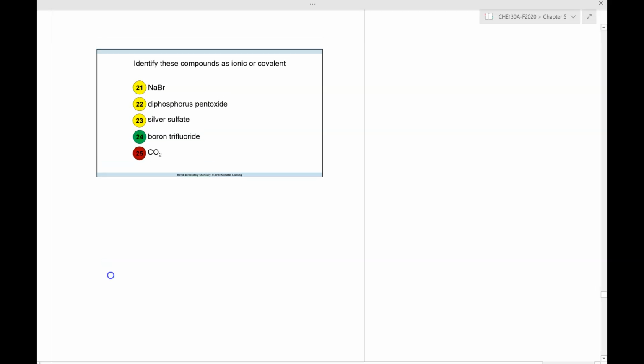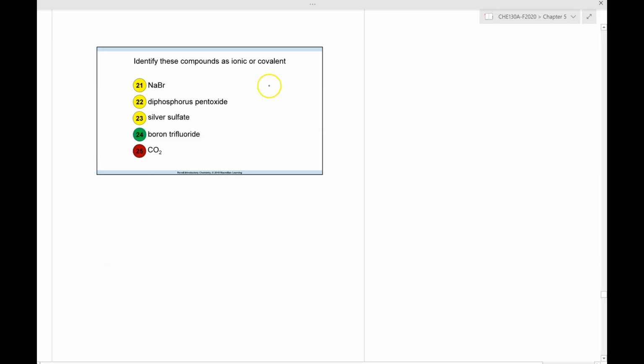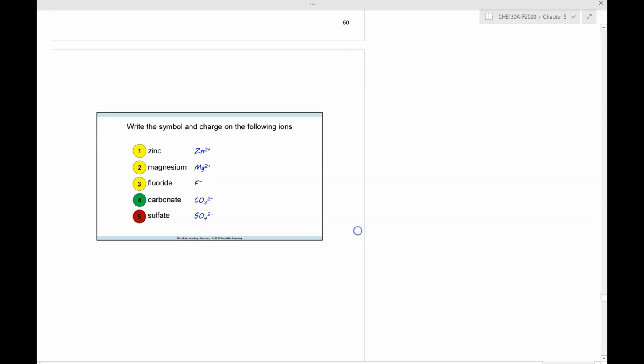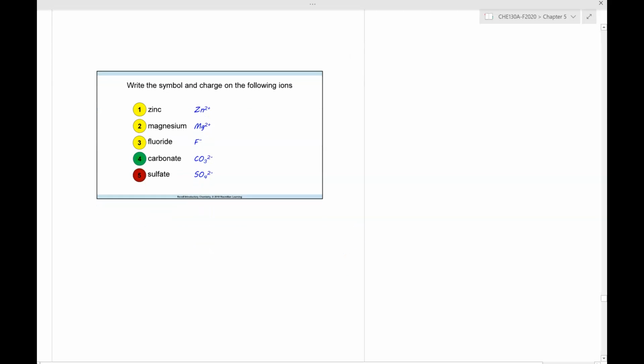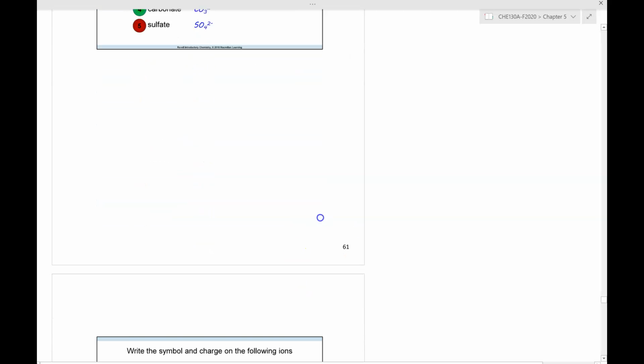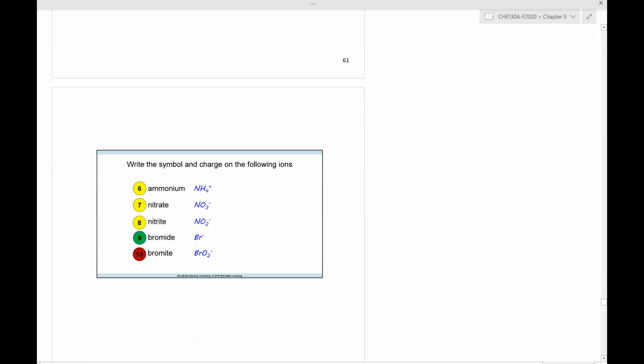Well, I thought we would. Just in case we don't, I'll write them in. This is ionic. This is covalent, diphosphorus pentoxide. Silver sulfide is ionic. Boron trifluoride is covalent. And carbon dioxide is covalent. Okay. So here they've already given the answers for the symbol and charge on these ions, and also on these.